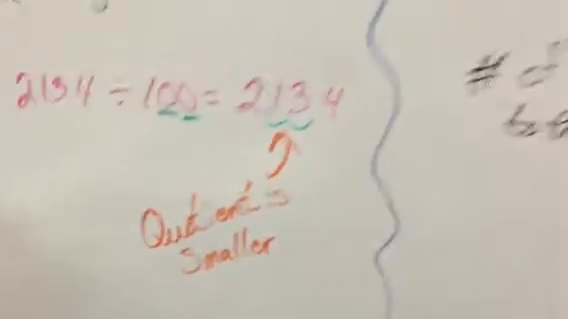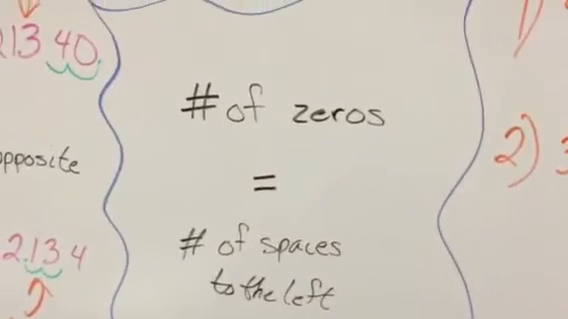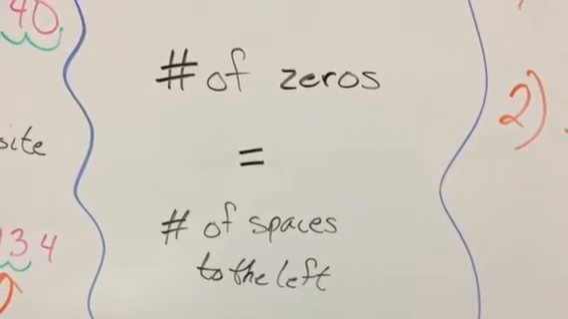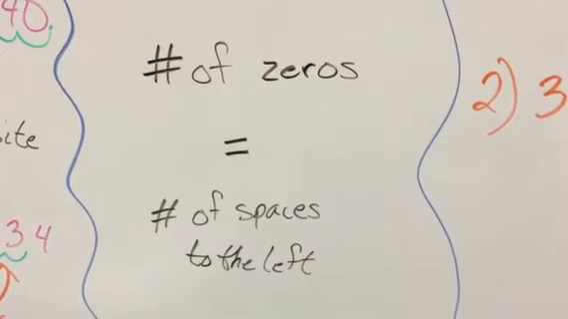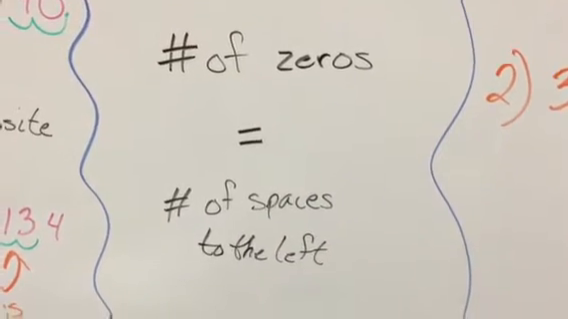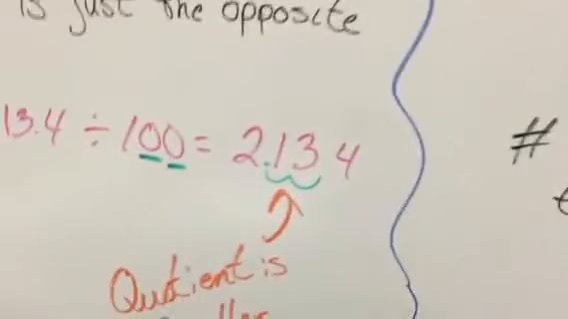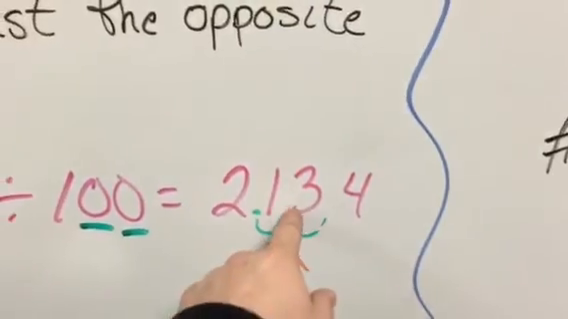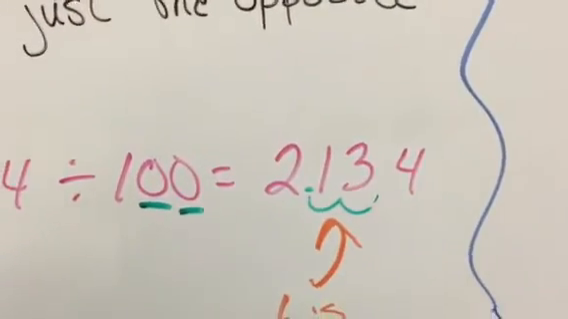Here's kind of the whole key trick thing to it. The number of zeros that you're dividing by will equal the number of spaces you move your decimal point to the left. So right here, because there were 2 zeros in my divisor, I move my decimal point 2 spaces to the left. Let's look at some practice.